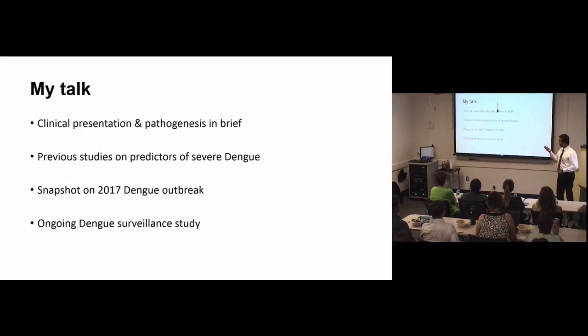So my talk has 4 segments mainly: clinical presentation and pathogenesis, which I'm going to briefly mention, then the previous studies that have already been done about the predictors of dengue severity, a snapshot of 2017, the largest outbreak that we had, and then the ongoing dengue surveillance study which is ongoing at the moment.